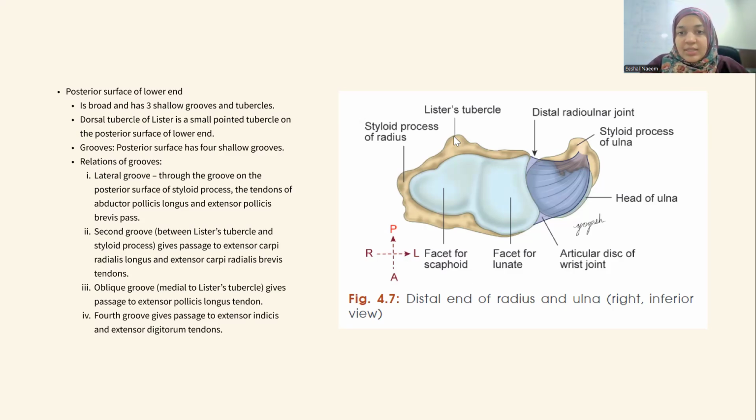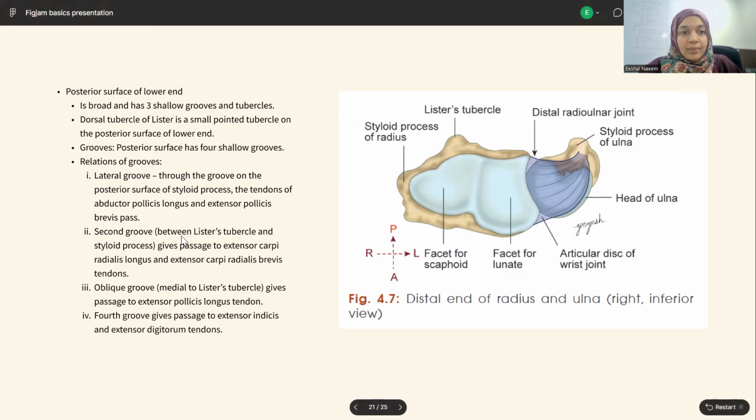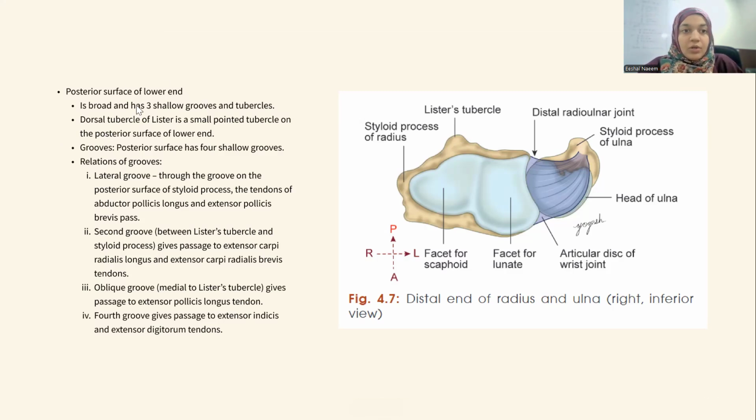Can you appreciate this Lister's tubercle? So this is your Lister's tubercle, and on either side of the Lister tubercle, we have two impressions, and then we have two other grooves. So basically the posterior surface of the lower end is broad and has three shallow grooves and tubercles. Dorsal tubercle of Lister is a small pointed tubercle on the posterior surface of lower end. This is the Lister's tubercle that I showed you.